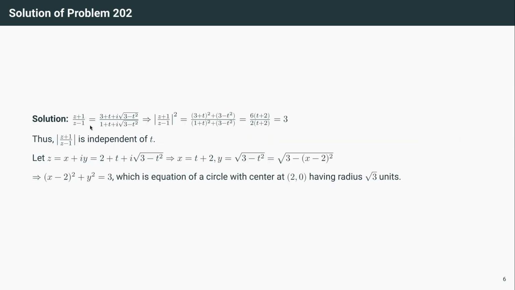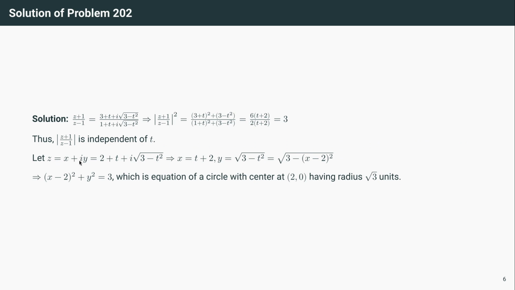So we have (z plus 1) by (z minus 1) is equal to (3 plus t plus i square root of 3 minus t square) divided by (1 plus t plus i square root of 3 minus t square). So we find the square of the mod of this fraction, and you can see we have solved it. We have arrived at 3, which is independent of t. That is the first part of the problem.